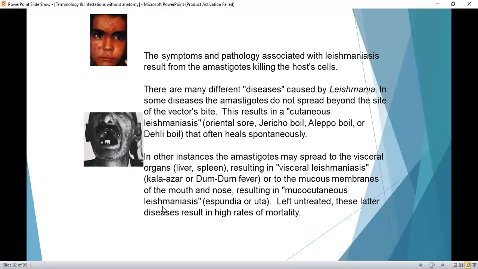Symptoms and pathology associated with leishmaniasis result from the amastigotes killing the host cells. It is basically the host cell's inflammatory response that is responsible for what type of leishmaniasis is going to take place. The most competent host produces simple cutaneous leishmaniasis, that is, the leishmaniasis remains limited to the site of the bite. The poorer the immunity, the more widespread the reaction.